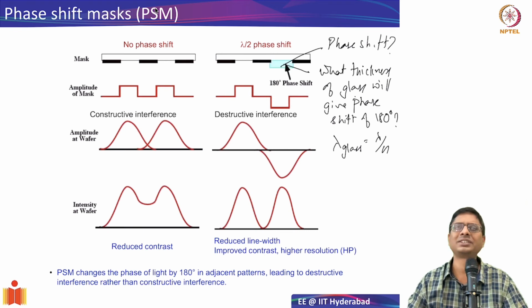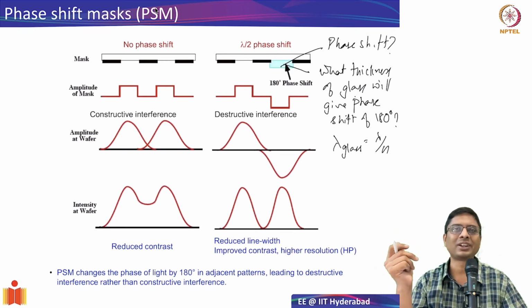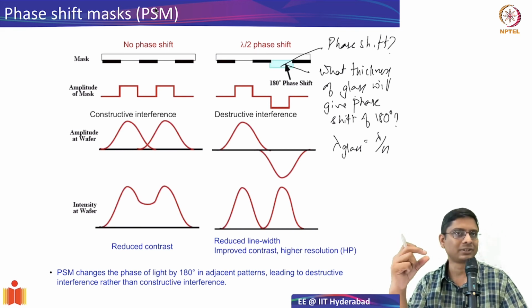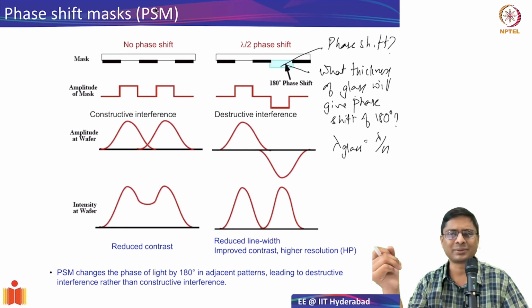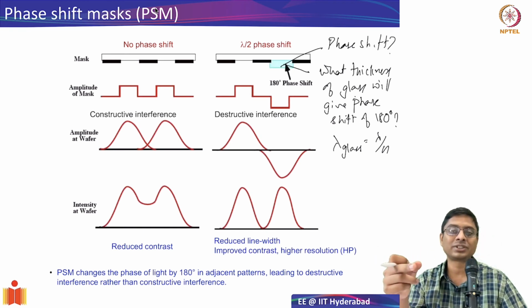The free space wavelength, let's say, is 365 nanometers. Divided by 1.5 will give you some number, 200 something. That is the wavelength in the glass. We have already computed this in some of the assignments as well. So once you have the wavelength, what is the distance over which you get a 2 pi phase shift? That particular wavelength in the glass. Now how much will be the distance to get a phase shift of 180? You have to do lambda by 2.